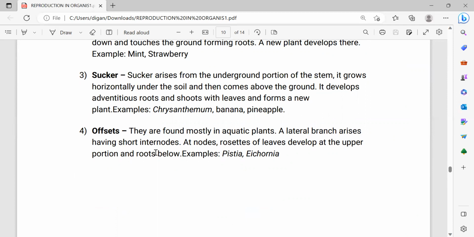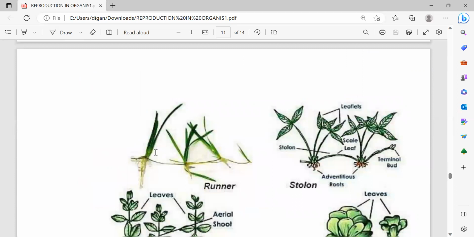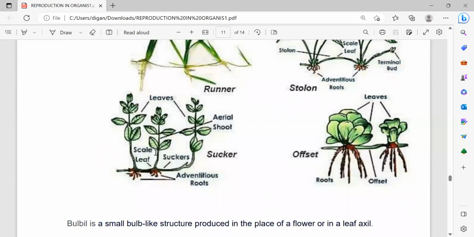The last one is offset. Offsets are generally found in aquatic plants. So always remember which type of subaerial modification of stem is found in aquatic plants: you have to write offset. The best example is water hyacinth. So this is the offset. A thick stem grows, and from the first node another new plant will grow.